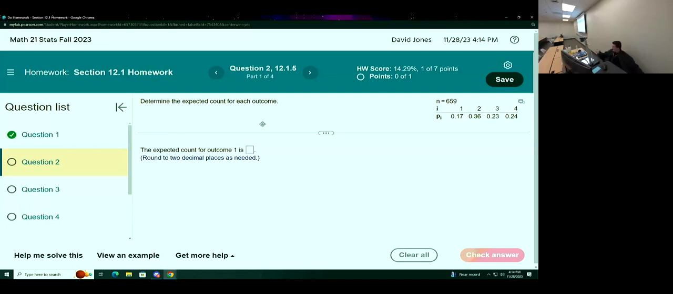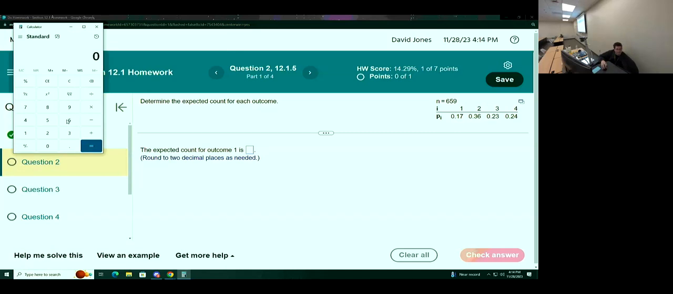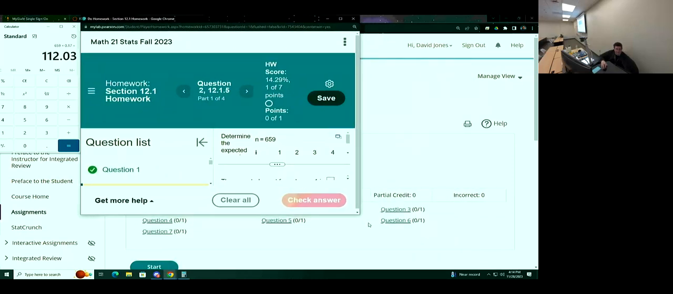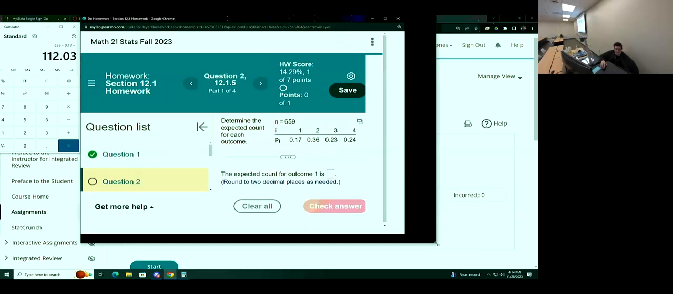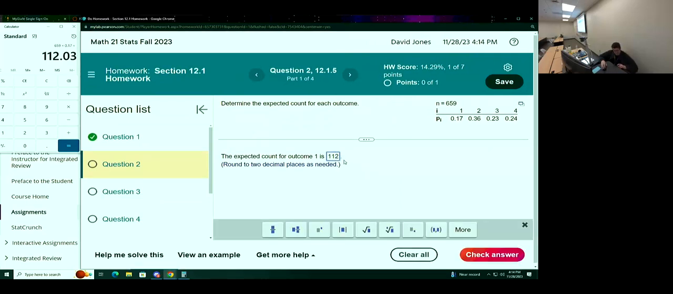So this is a calculator assignment problem. They want you to go through and take 659 and multiply it by the probability. So do I have a calculator here? 659 times 0.17 equals, let's do this where I have it open. It says round to 2 decimal places. That's good because that's all I could do.